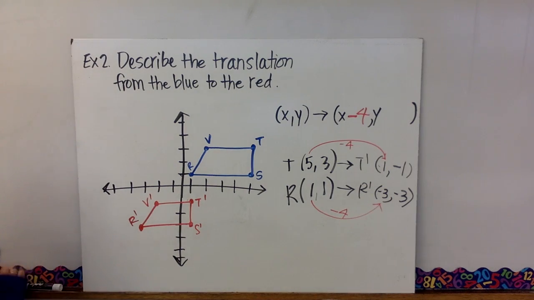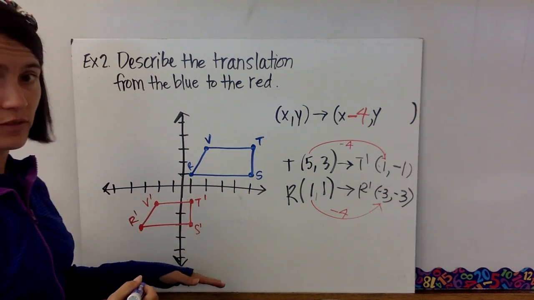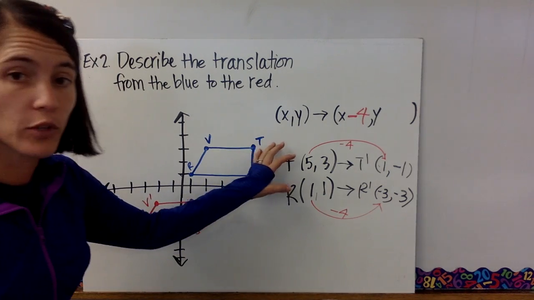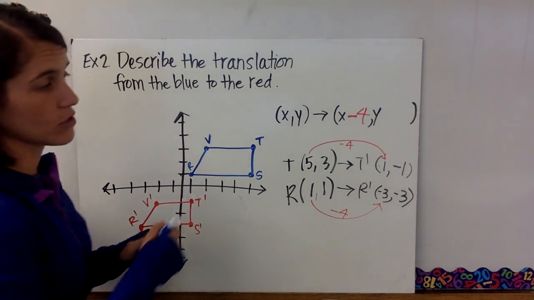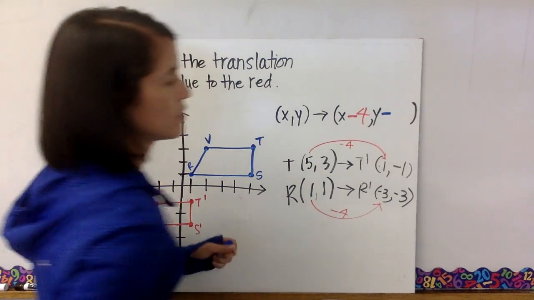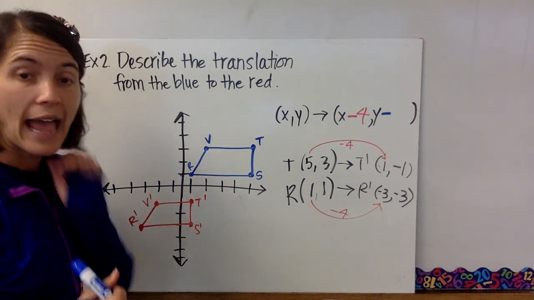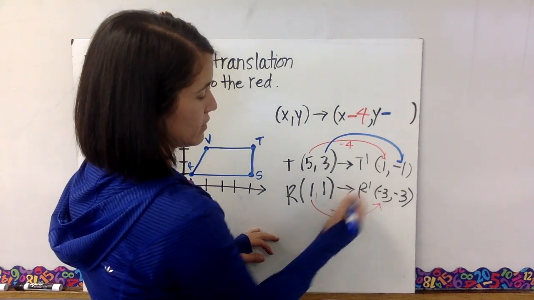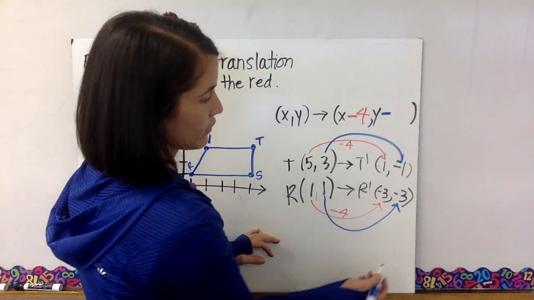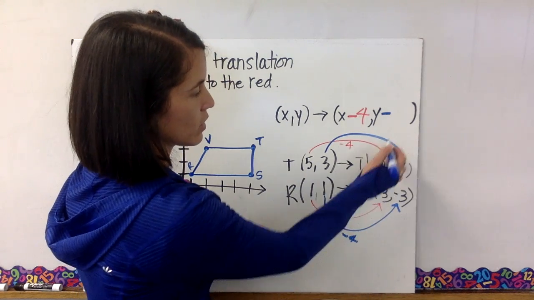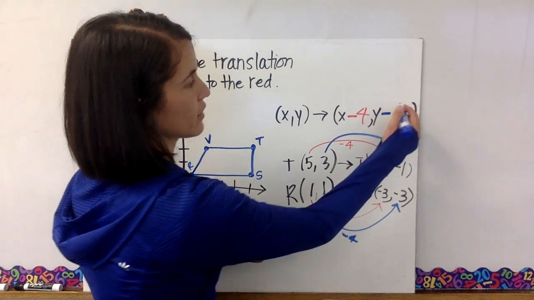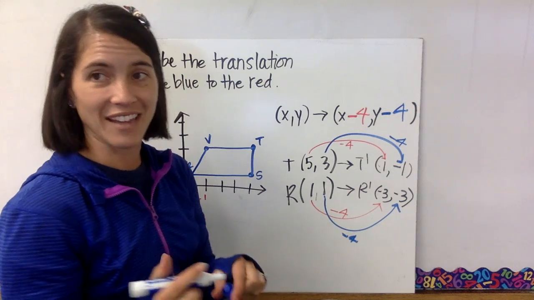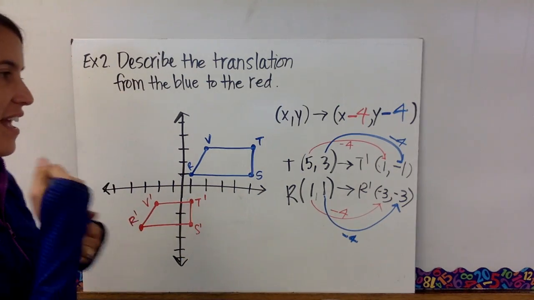The y coordinate, we moved down. We all agree that we moved left and we moved down. So I know it's going to be another minus. Now we just have to figure out how far we went down. From 3 to -1, and from 1 to -3. So in each of these, it was -4 again. Wasn't that nifty? I didn't know it's going to be like that.